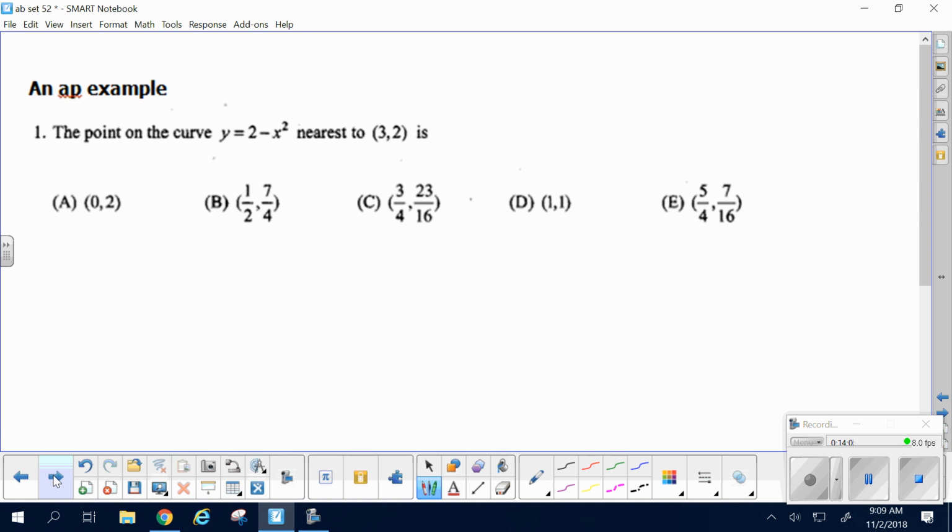Last but not least, the point on the curve y equals 2 minus x squared nearest to (3, 2) is... I'll let you give that a go. See if you can identify what you're trying to optimize, if you can get an equation for it, and get to the answer here. I'll give you some leading questions, but I want you and your math amigos to try it. I might draw a picture.